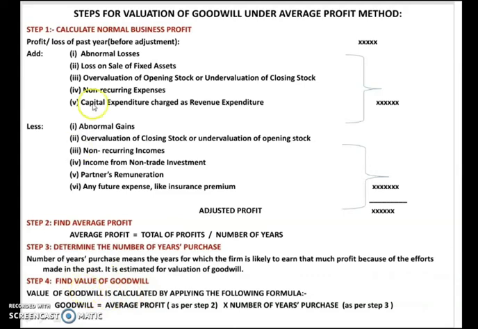You are valuing the goodwill, aren't you? Now the value of goodwill can be calculated using this formula: average profit, the answer you got from step 2, multiplied by the number of years purchased that you got from step 3. After multiplying step 2 with step 3, you will get the value of goodwill. So children, this is how the calculation of simple average profit works.